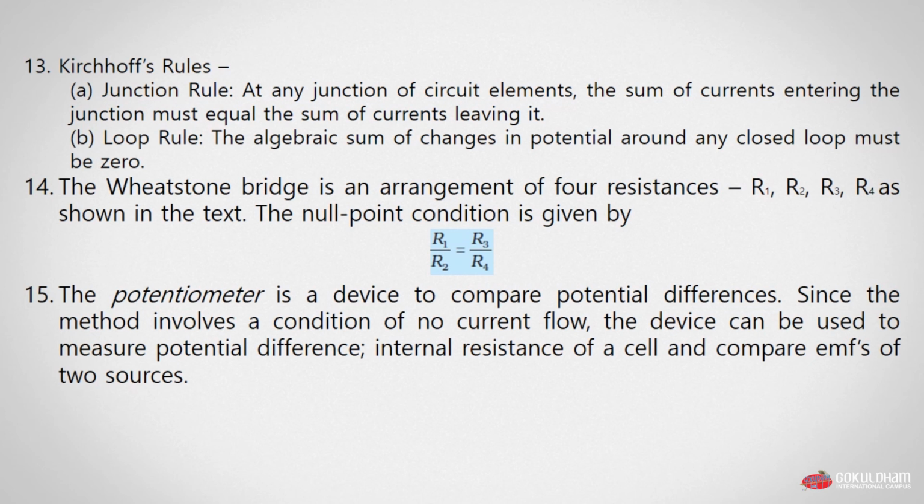And the second rule is the loop rule, according to which the algebraic sum of changes in potential around any closed loop must be 0. Fourteenth, the Wheatstone bridge is an arrangement of four resistances R1, R2, R3 and R4 as shown in the text. The null point condition is given by R1/R2 = R3/R4. Fifteenth, the potentiometer is a device to compare potential differences. Since the method involves a condition of no current flow, the device can be used to measure potential difference, internal resistance of a cell and compare EMFs, electromotive forces, of two sources.